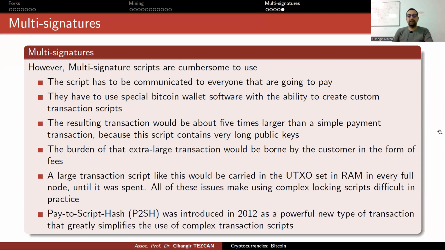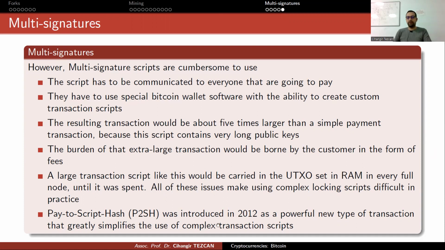All of these issues make using complex locking scripts difficult in practice. So for this reason, pay-to-script hash was introduced in 2012 as a powerful new type of transaction that greatly simplifies the use of complex transaction scripts, because for the customer, you're just transferring money to an address that starts with 3, and that's it. But all of these people who need multi-signatures use those signatures when they want to take the money back to themselves. So during that script, they have to provide them. So now not the customer, but the address owner pays for the fees in that kind of transaction.